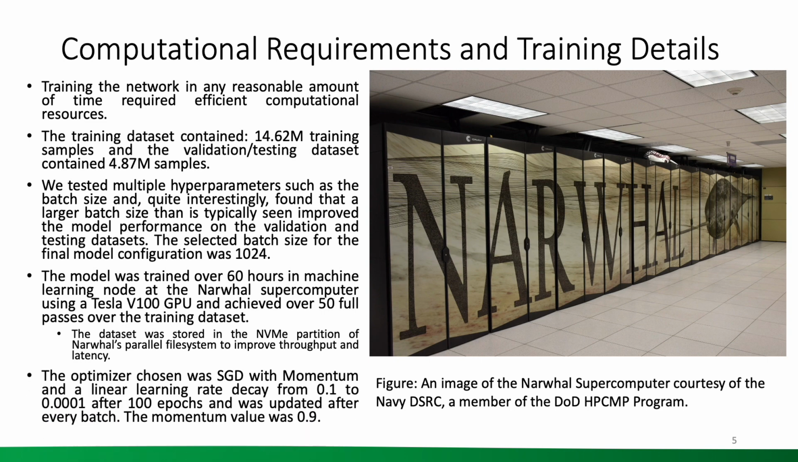The optimizer chosen was the vanilla stochastic gradient descent with momentum and linear learning rate decay from 0.1 to 10 to the minus 4 after 100 epochs, and was updated after every batch. The momentum value was 0.9.